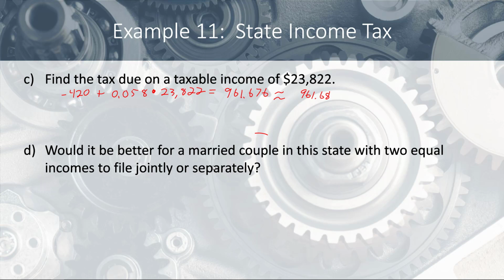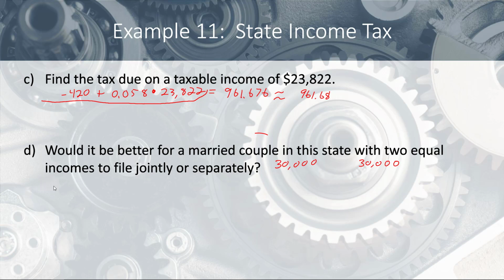$961.68. Okay, and this brings us to the last part, which is, would it be better for a married couple in this state with two equal incomes to file jointly or separately? Well, to determine this one, let's suppose that each makes $30,000. Okay, so the husband makes $30,000 and the wife makes $30,000.